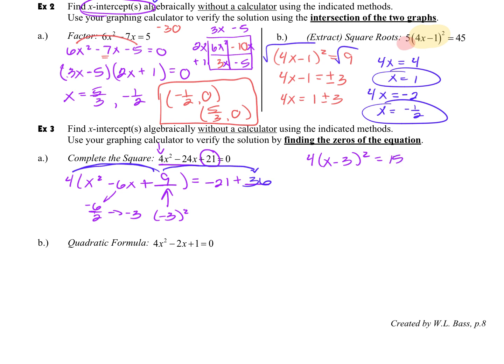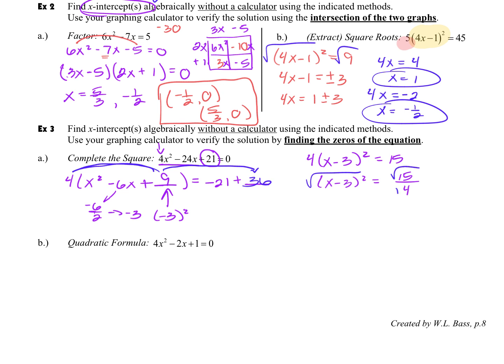What I want you to notice is that these two problems are very, very similar now. The biggest difference is that up here, when we divided by 5, we got a nice 9. Down here, when we divide by 4, it is not going to clean up so nicely. That's okay. We are not going to write a decimal. This gives us x minus 3 squared equals, and I'm going to leave this as 15 over 4.